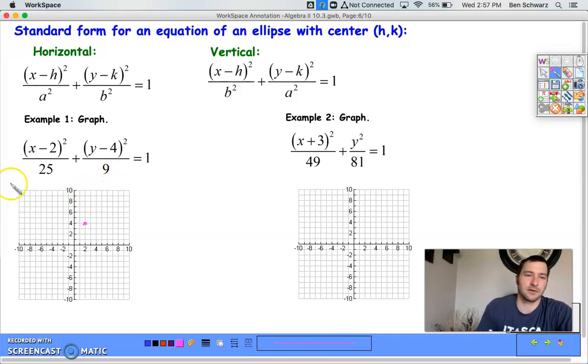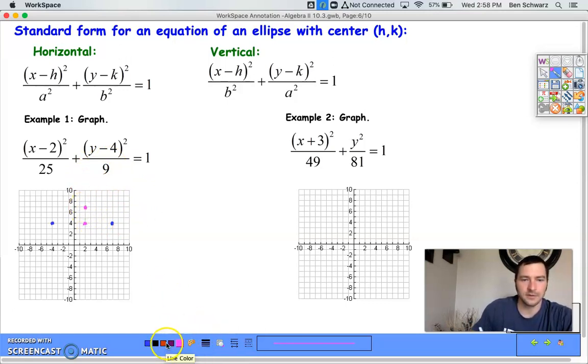So let's just start with x, right? So we have 25, okay? The square root of that is 5. So we need to go from our center right 5 and put a point, and then left 5. Okay. And then from y, or going up and down, the square root of 9 is 3. So we would go up 3.